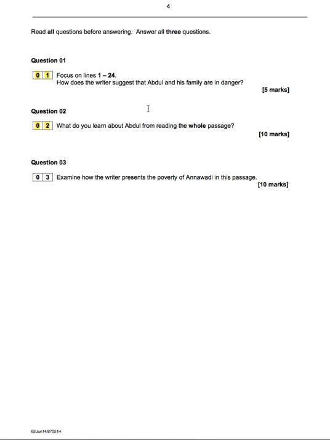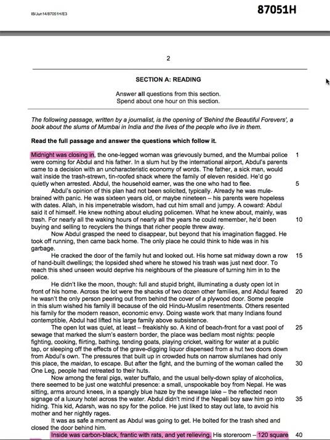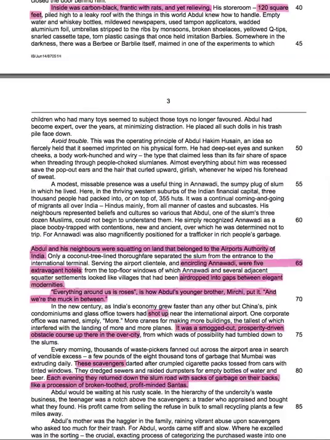When it says, how does the writer suggest that Abdul and his family are in danger? It's easy, because you've been given the answer. They're in danger. All you need to do is find the evidence that they're in danger and explain why you know that. For example, and we'll go through this in more detail in another tutorial, somebody's been grievously burned. Well, it shows it's a violent place.